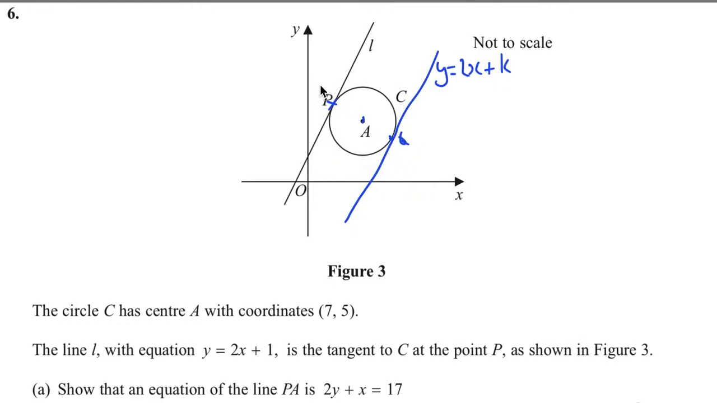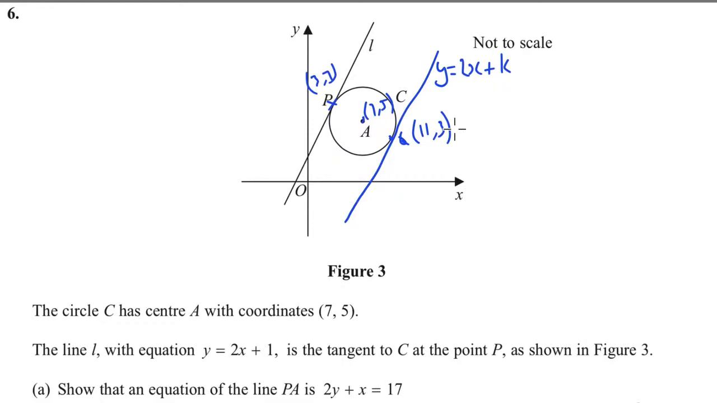So P, we know, was 3, 7. A is 7, 5. So to get from P to A, we've gone 4 right in the x direction. So I'm going to need to go another 4 right in the x direction to get to Q. So that's going to be 11, and we've gone 2 down, so we're going to need to go 2 more down. So Q is 11, 3. It's that straightforward. It's not a trick. That's all you needed to do.